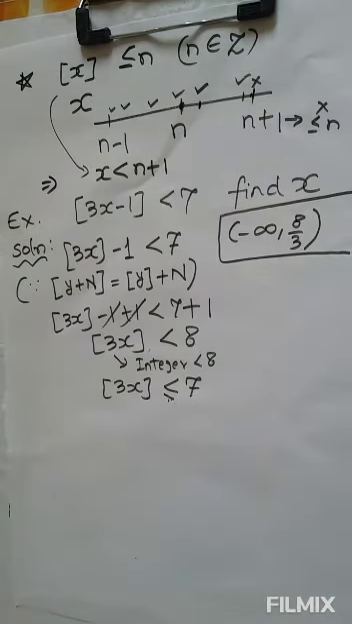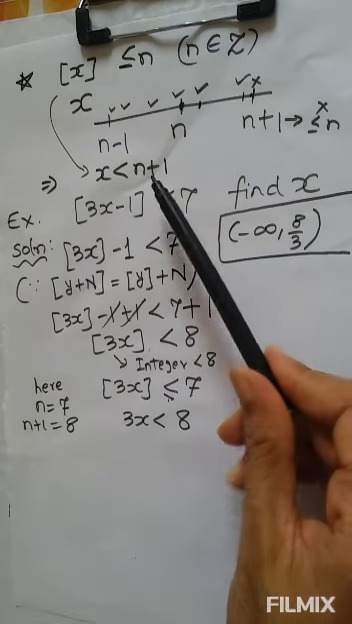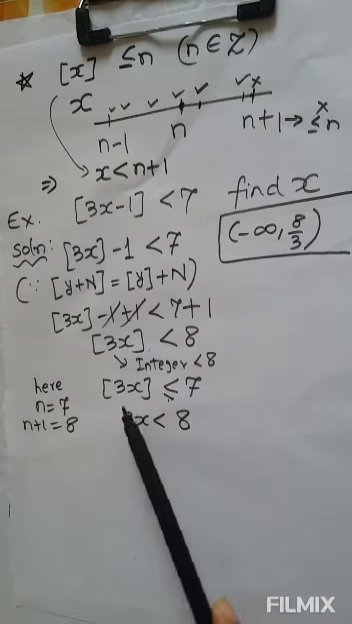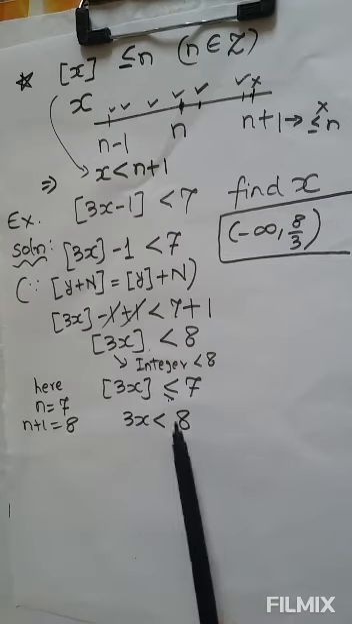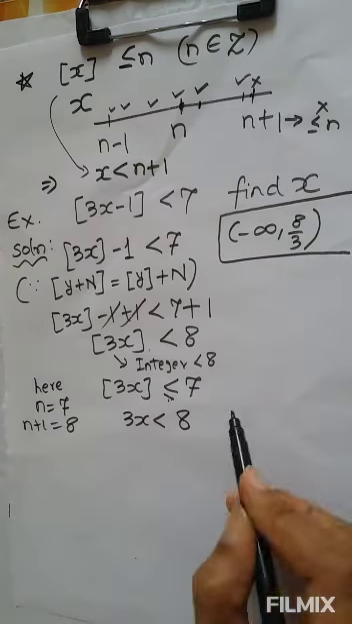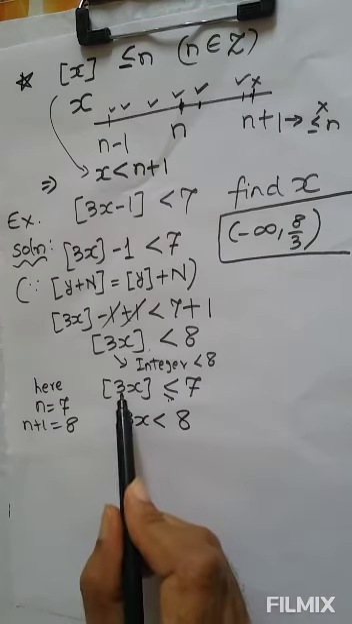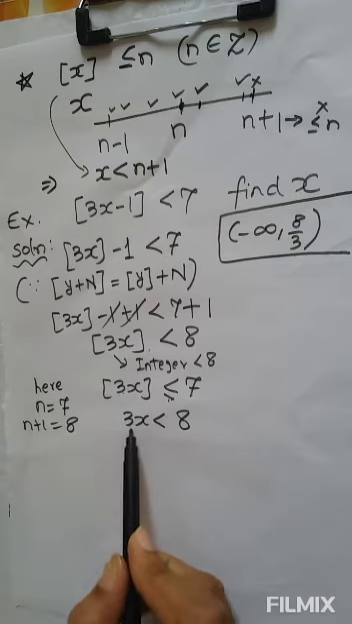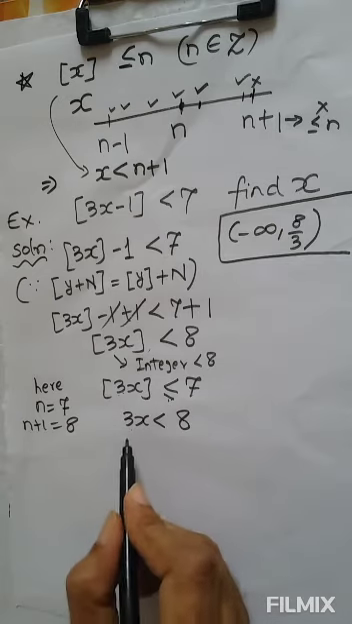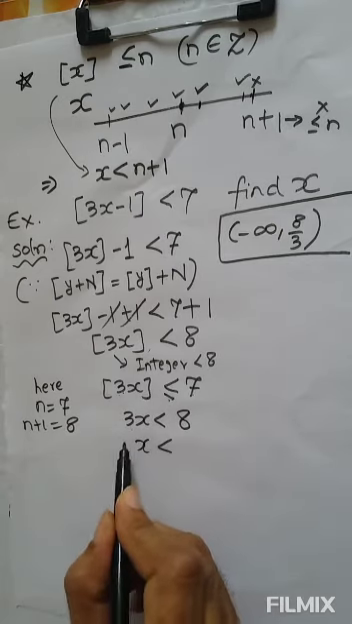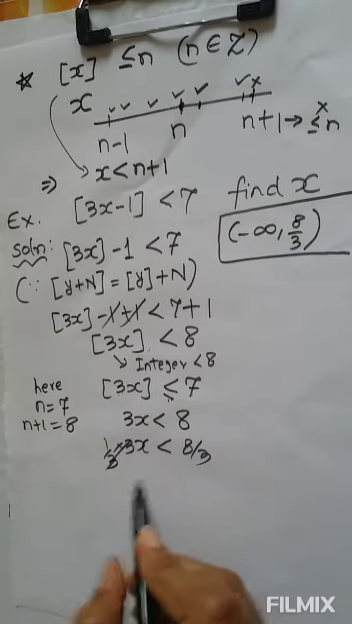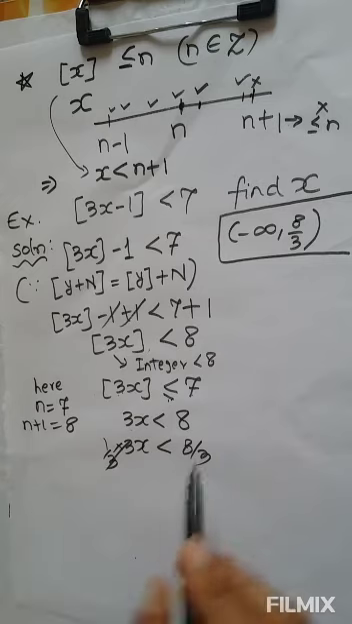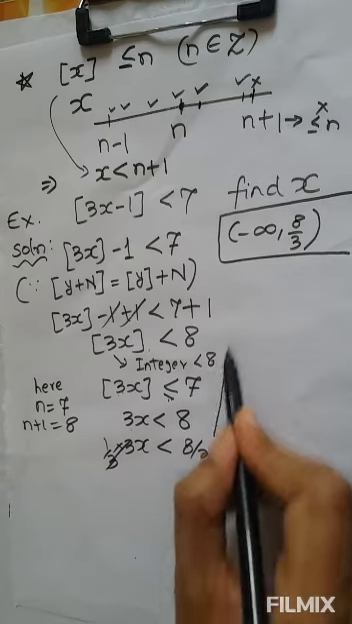Now when you got this, you can use this result. So using this inequality, x less than n plus 1, where x is 3x here. So n is 7, n plus 1 is 8, so you will write 8. It should be noted that we already proved that an integer or any number cannot come out of it. So now multiply by 1 by 3 both sides. We will get x less than 8 by 3, which means this.